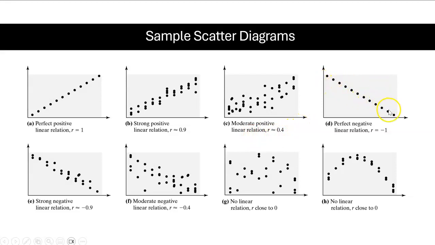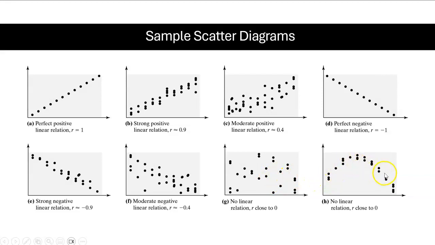This is a perfect negative linear relation with r equal -1. This is a strong negative linear relation with r equal -0.9. It's going down, so it's a negative association. This one has a negative association. It's not as strong as this one, but you can see it is trending down in a negative direction. This one has no trend in it, so this would be an r close to 0. There is no type of relation here.